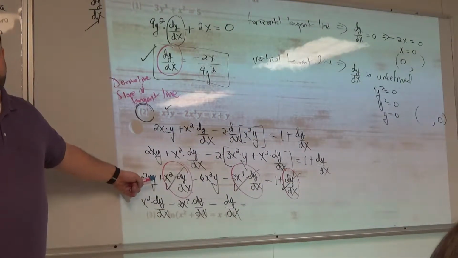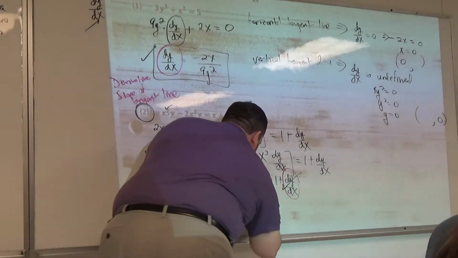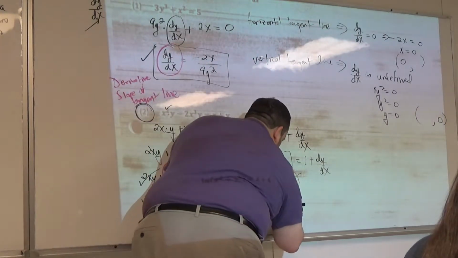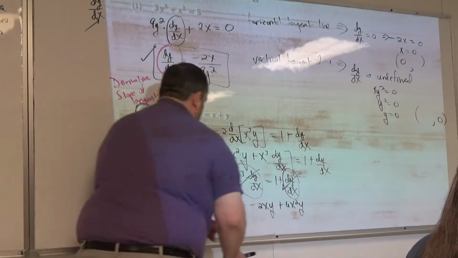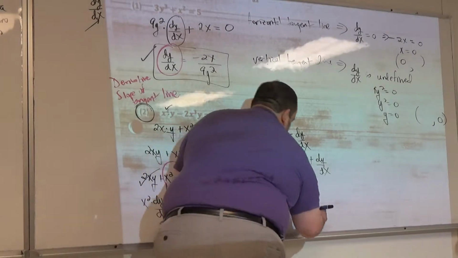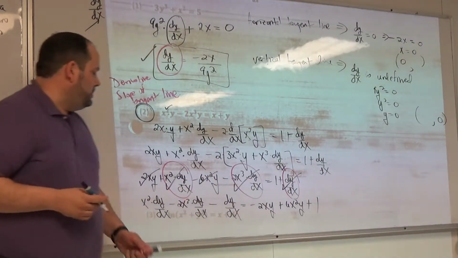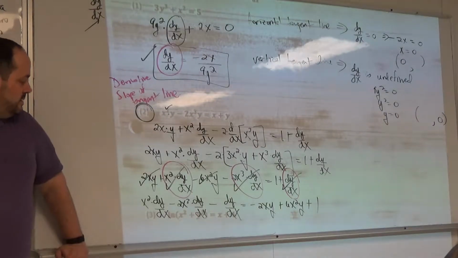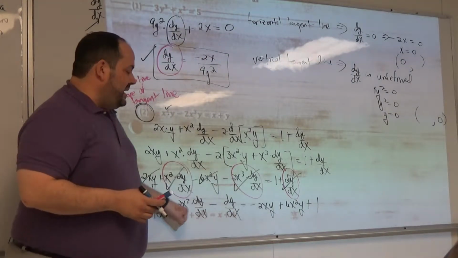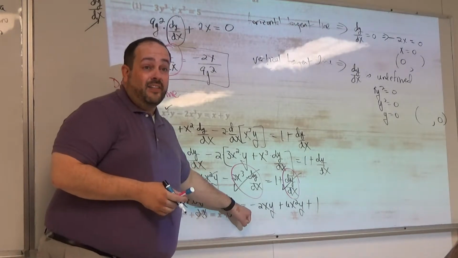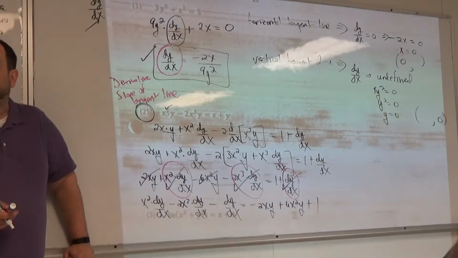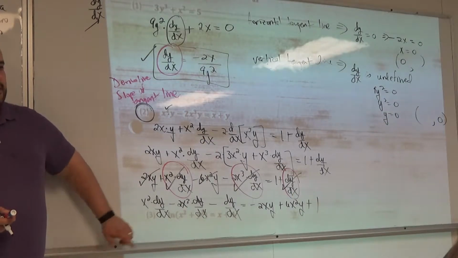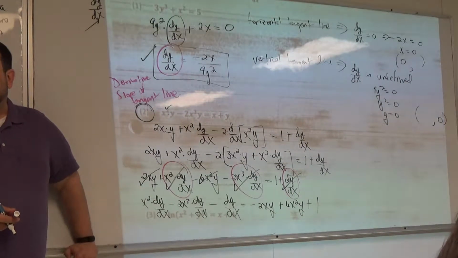2xy, I don't want it on the left, move it over to the right, so that's a negative 2xy. Check. Negative 6x squared y, I'm going to move that over. Check. Plus 1. We're almost there. Right, now dy dx, dy dx, dy dx, you did all that work to get the dy dx's on one side. Now you factor it out.